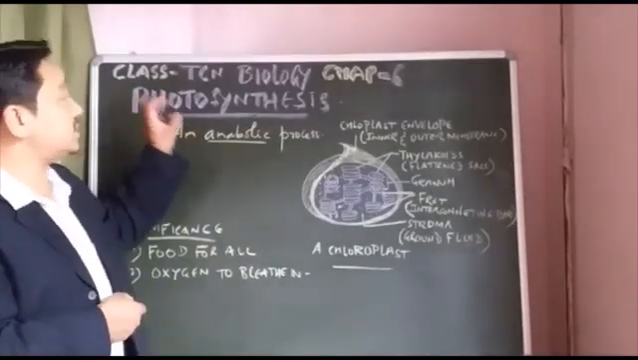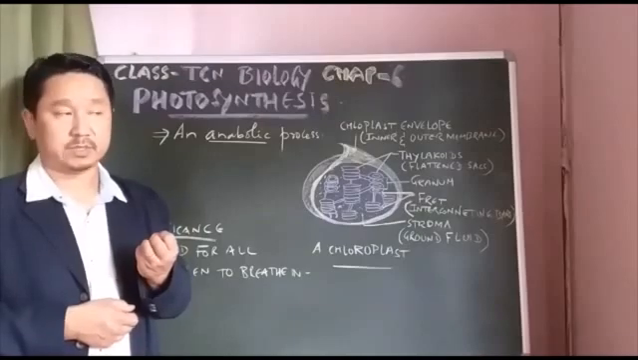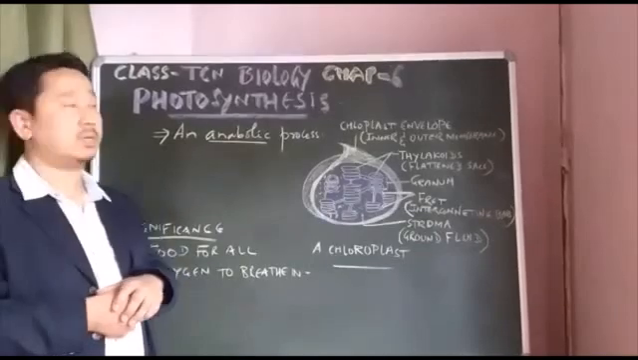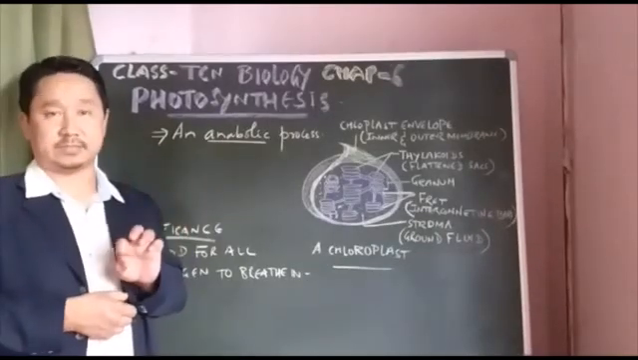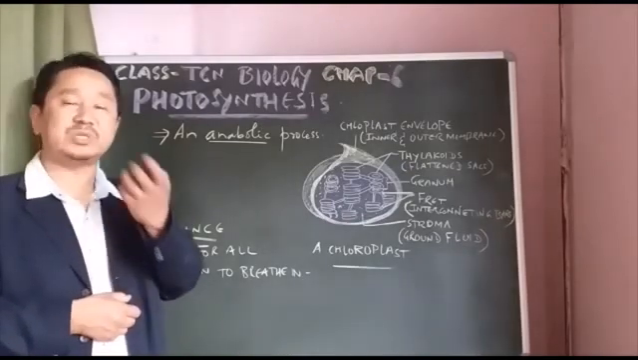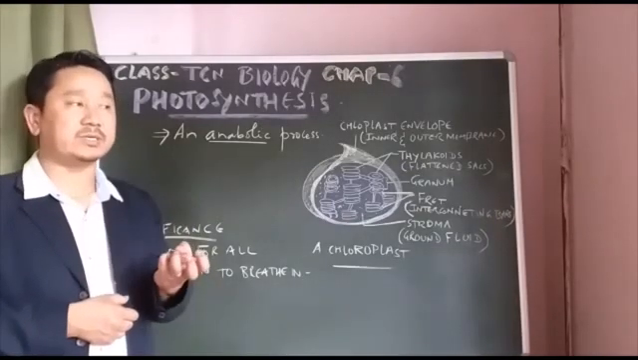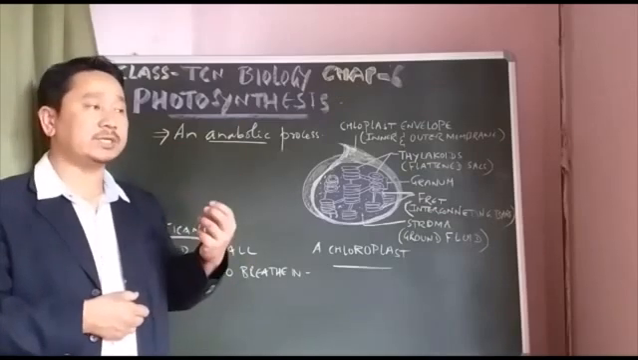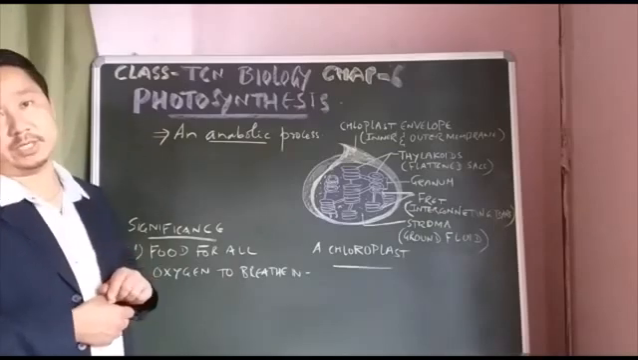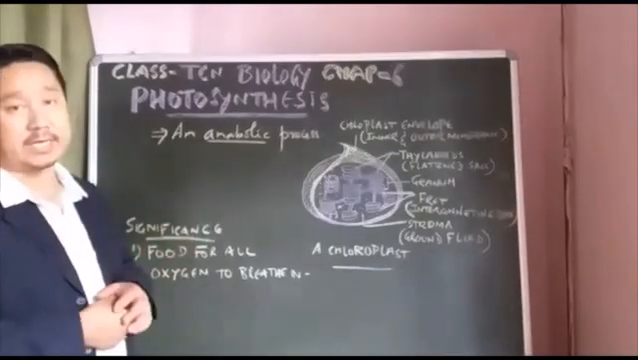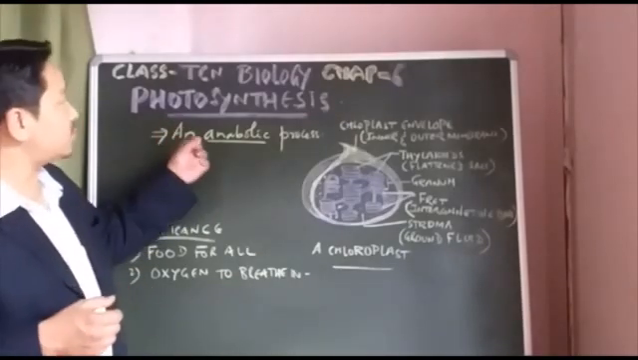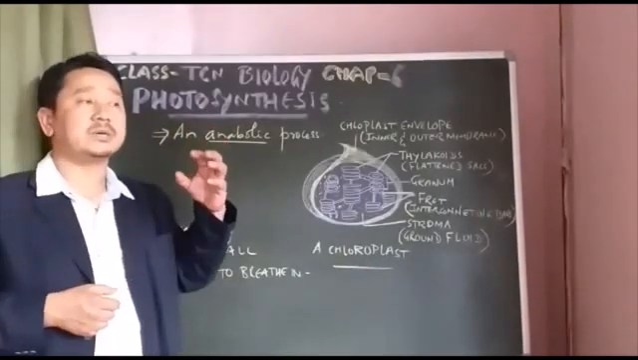Since photosynthesis constructs food, it comes under anabolism, whereas respiration, on the other side, destroys food. The food which we eat is destroyed by the process called respiration in order to release energy. It comes under catabolism. So why is it an anabolic process? I think you got the point now. Because photosynthesis prepares the food.